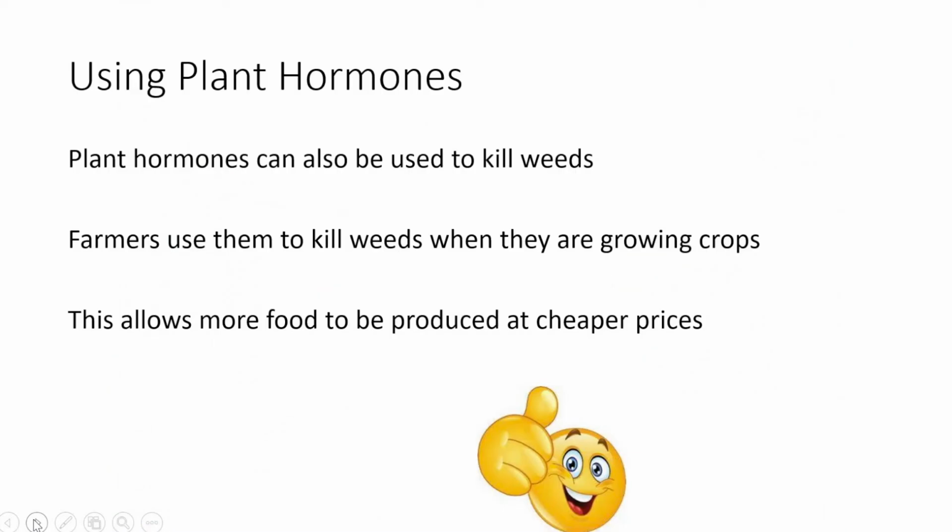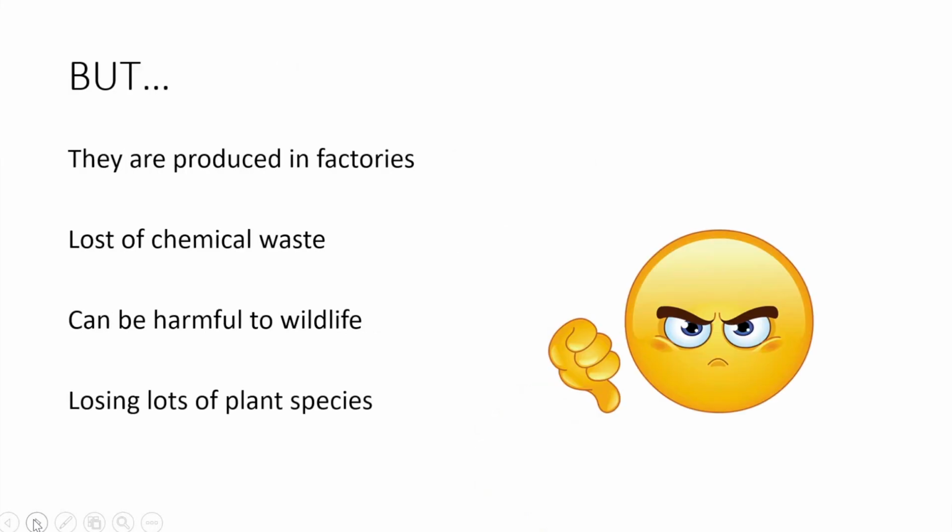So plant hormones can be used to kill weeds. If we kill weeds, then they don't compete with the crop that the farmer is trying to grow. This allows the food to be produced at a cheaper price. But they're produced in factories, there's lots of chemical waste, and they can be harmful to wildlife if they get into the food chain.